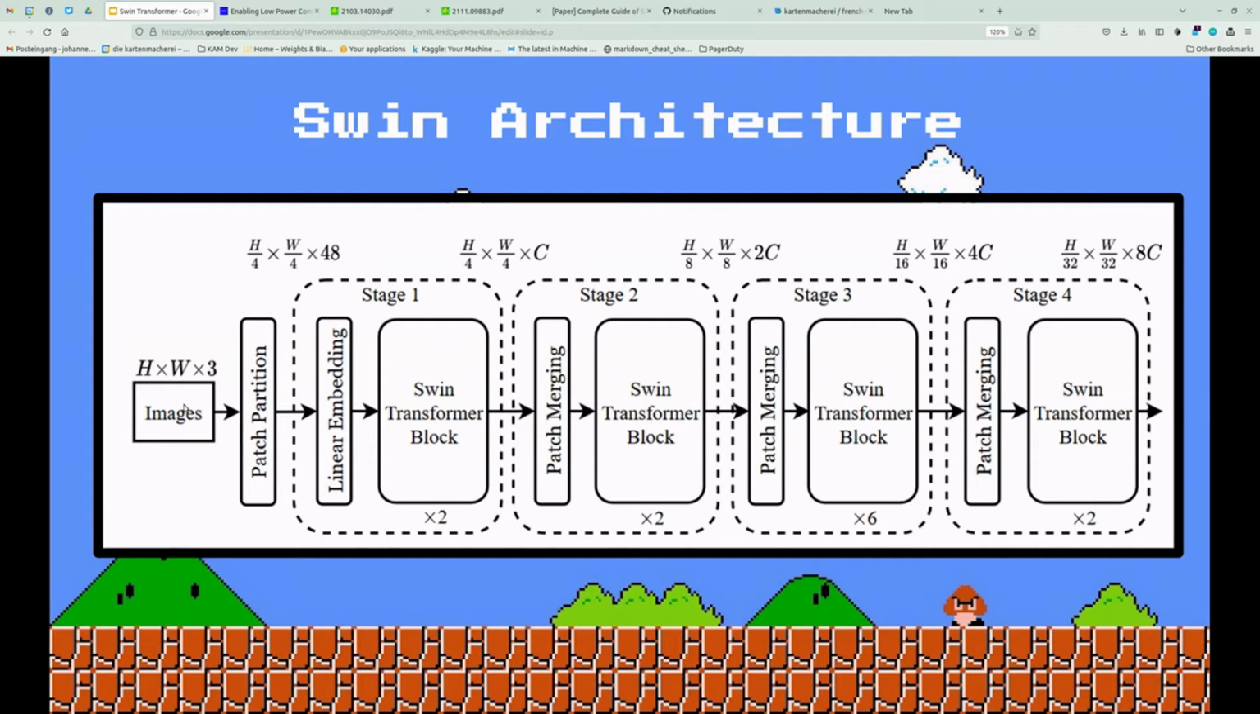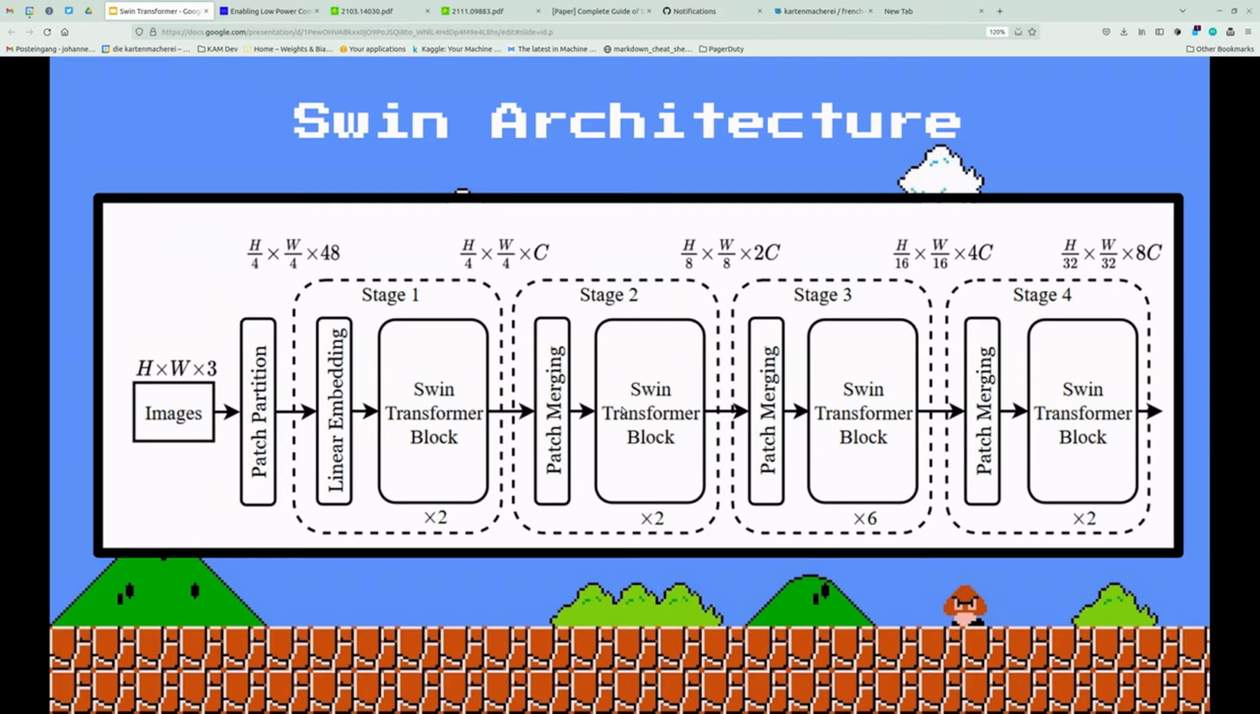And you can see we first have an image, height and width, and 3 channels, and then we do the patch partition. Here they say, okay, let's do it with 4x4 pixel patches. And then you get 48 dimensions because you have 4x4x3, 3 for the channels, right? So then you get a linear embedding that you put it through, and then the Swin transformer block.